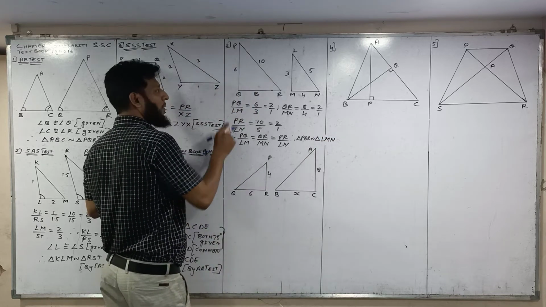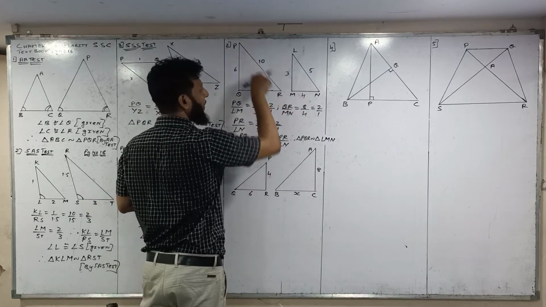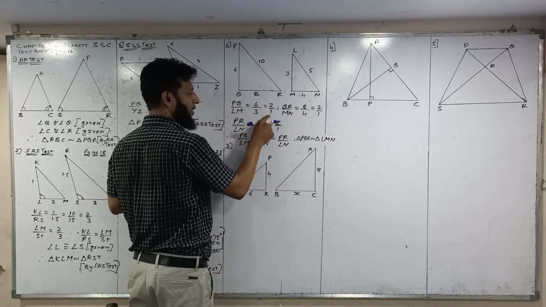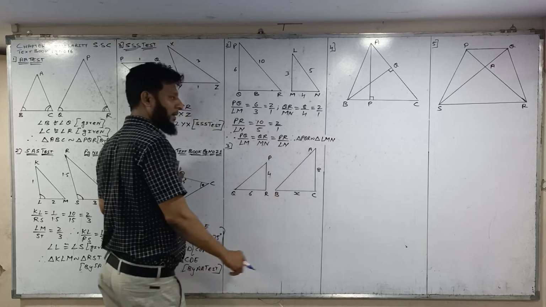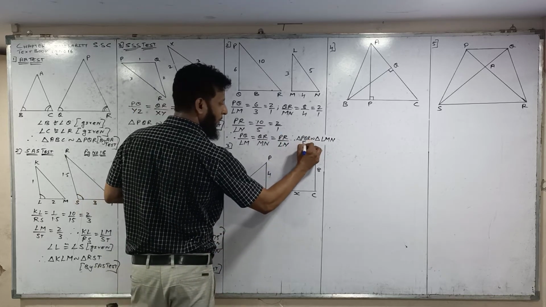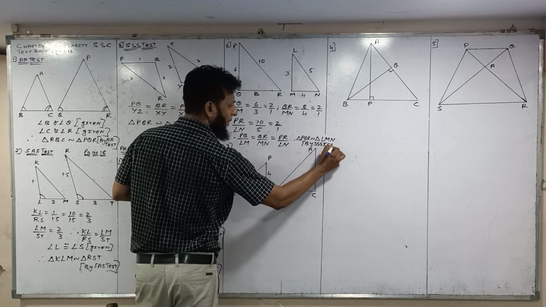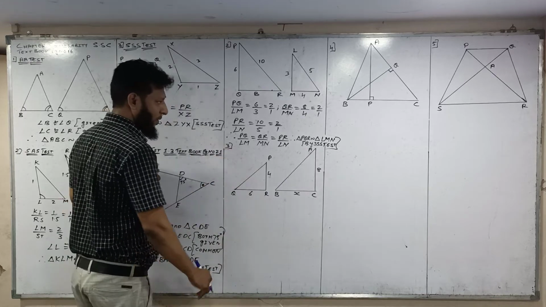Okay, so when all three sides are proportional, PQ to LM, QR to MN, and PR to LN, all three sides are proportional because they have the same ratio, 2 upon 1. Therefore, triangle PQR is similar to LMN by the SSS test. Okay.